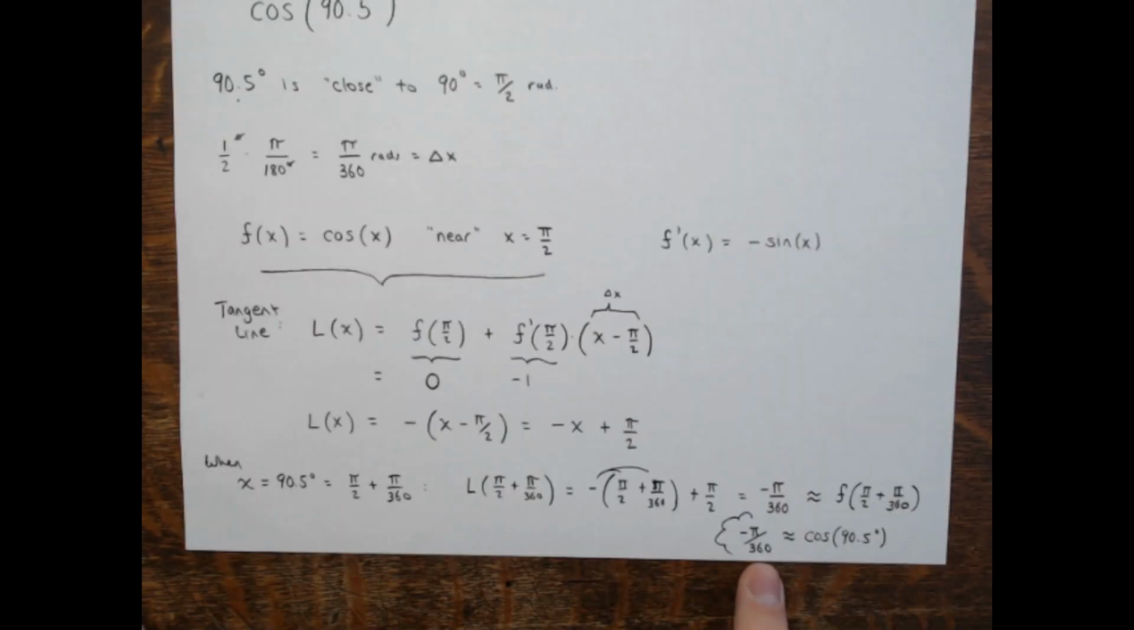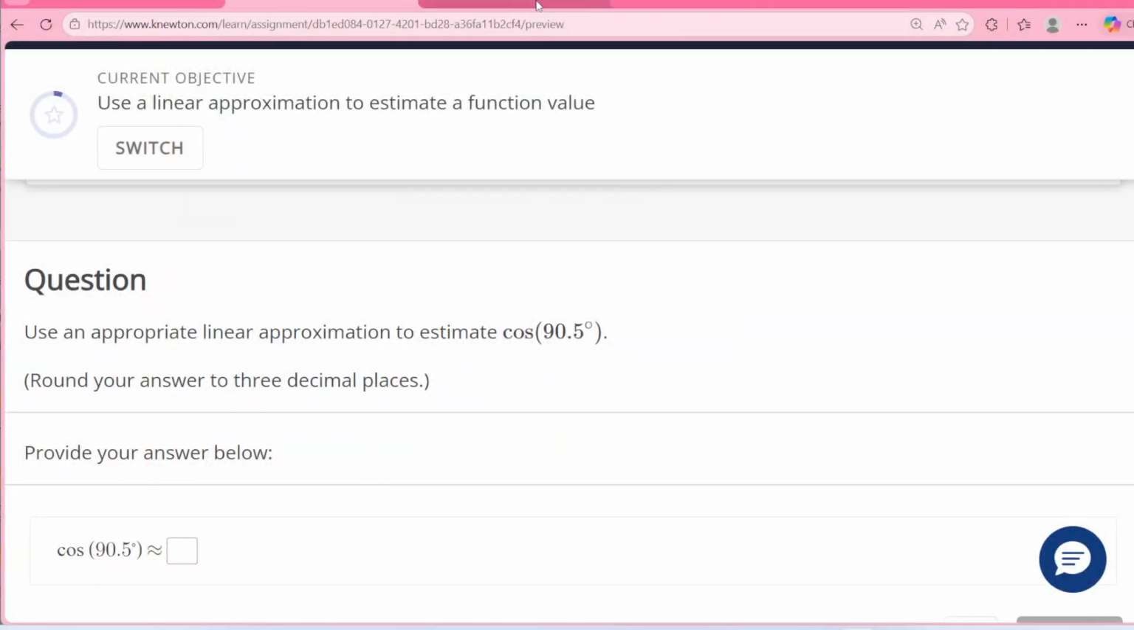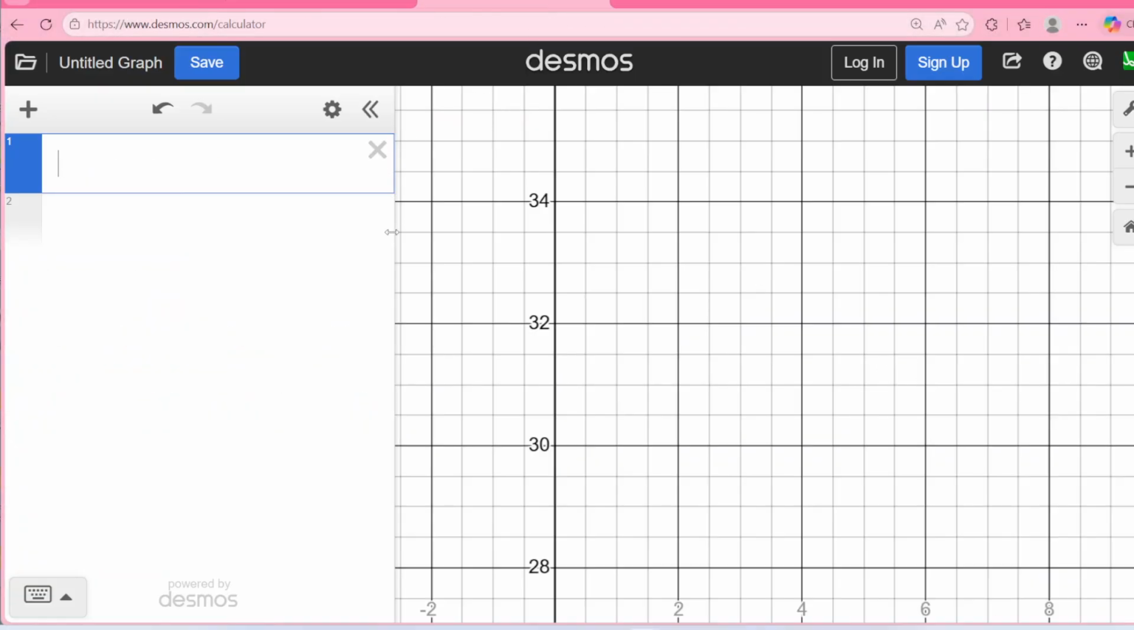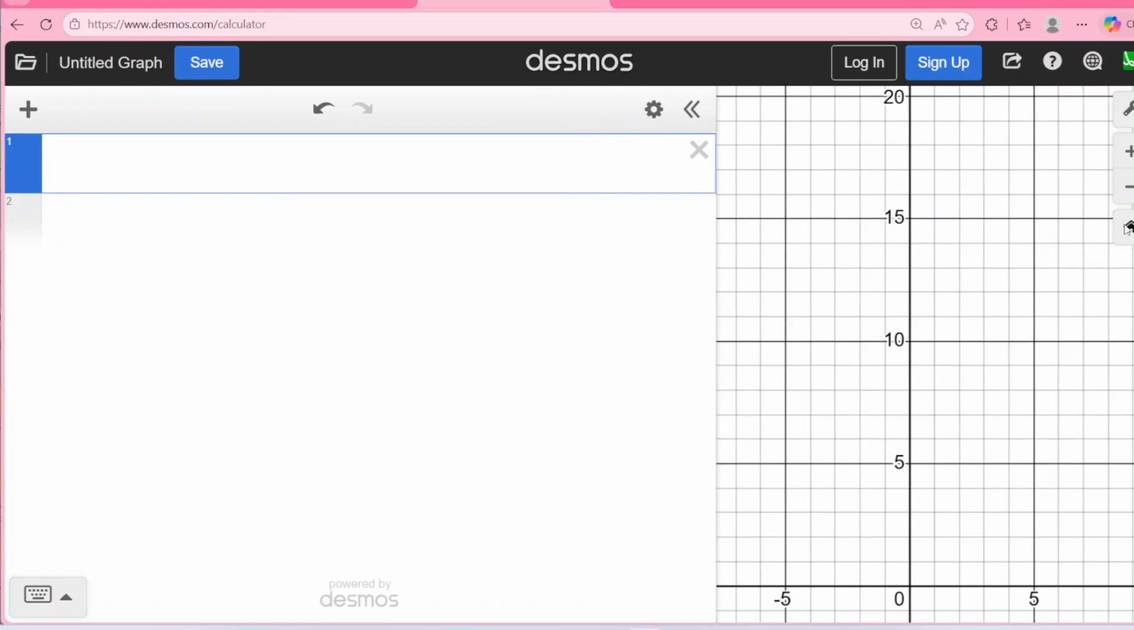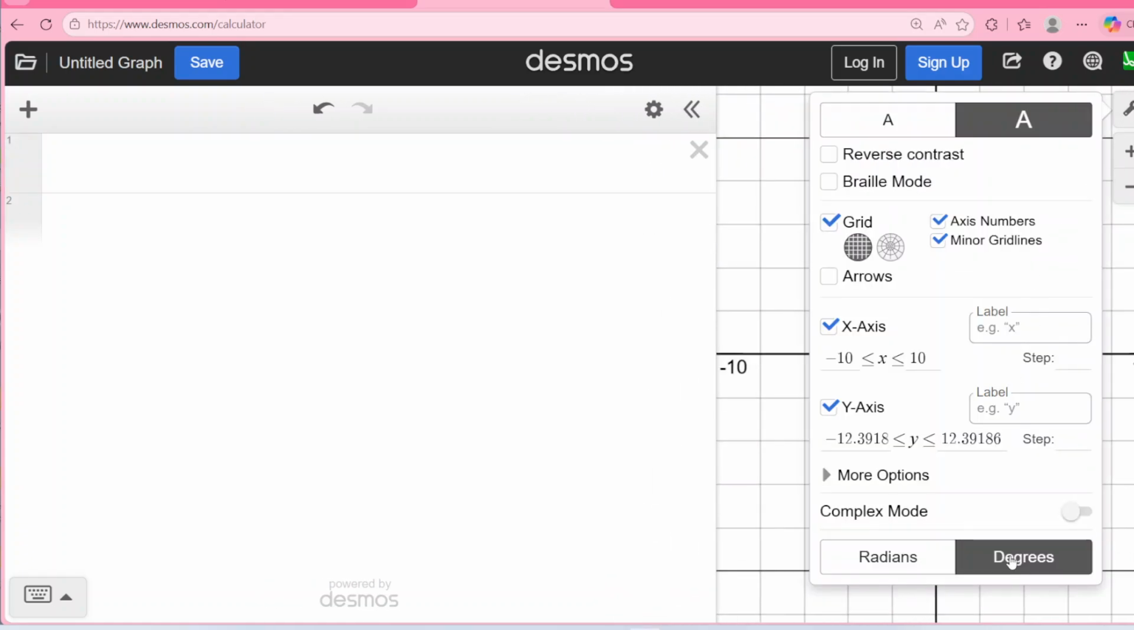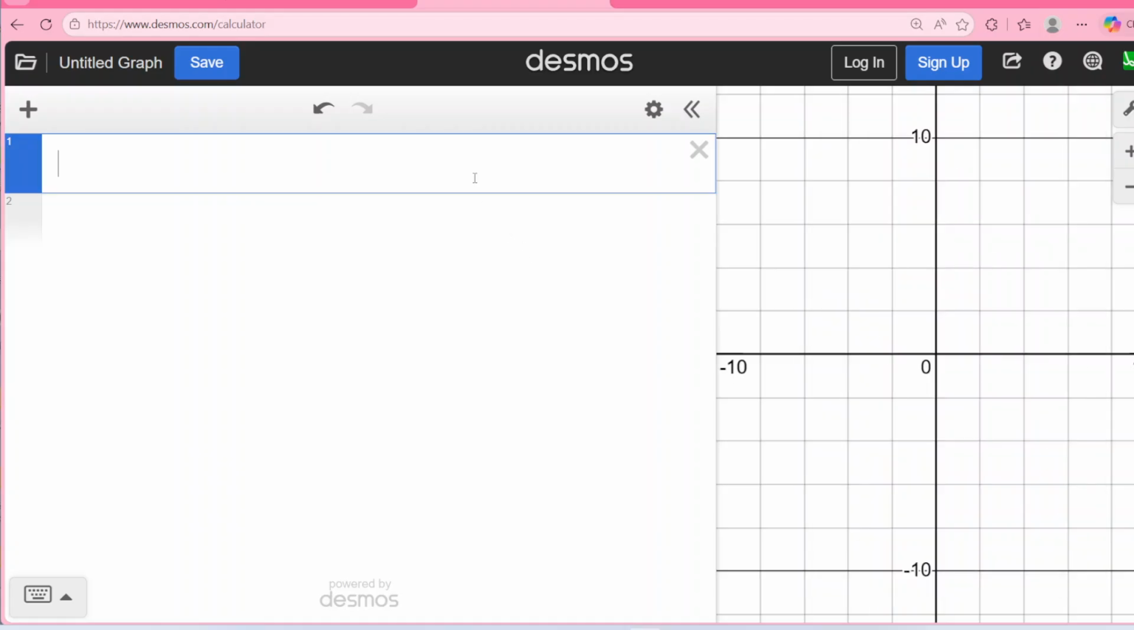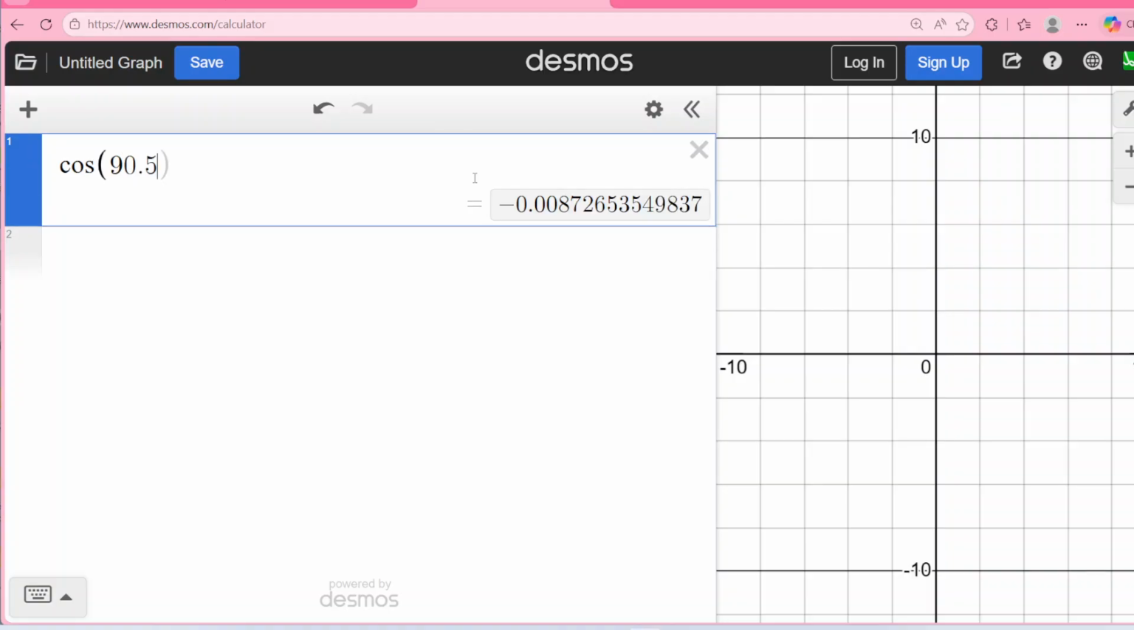So this negative pi over 360, go to a calculator for that, right? So look, I'll go back to Desmos here. Now, if you want to go degrees, sure, I changed to degree mode. Here's the actual value. Cosine of 90.5 degrees is negative 0.00872. This is the actual value out to so many decimal places, right?